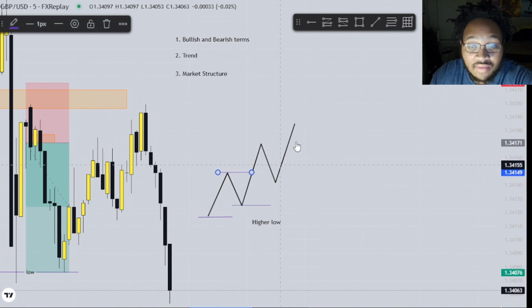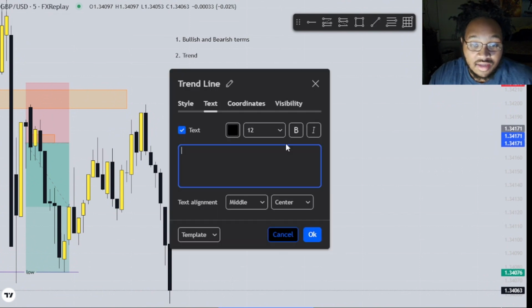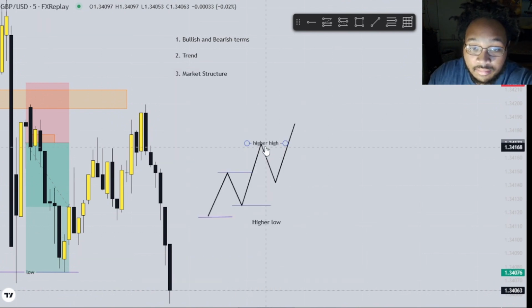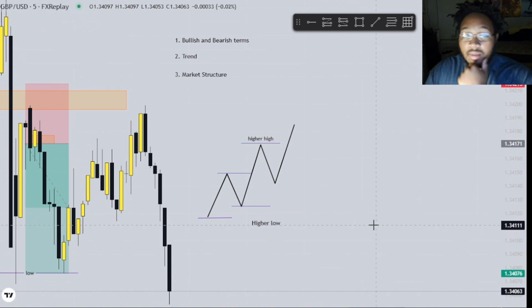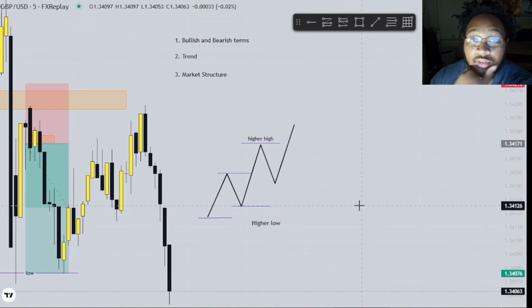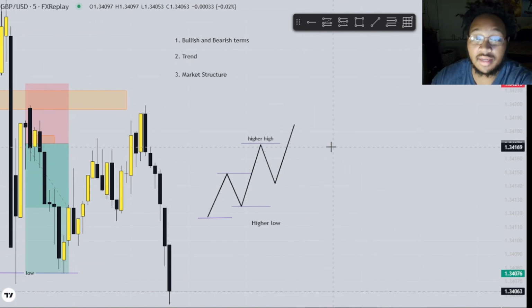So right here, we have a high that is higher than the previous high. This is what is known as a higher high. Just like that, higher high. Let's do this so it's not getting in the way. Basically, an uptrend is made up of higher highs and higher lows, and it just keeps doing this over and over again, and that's what makes an uptrend.